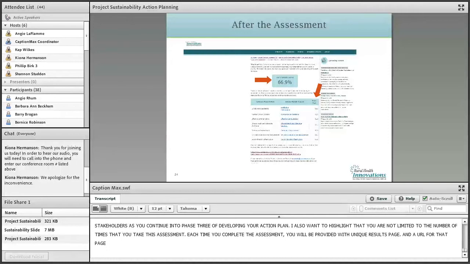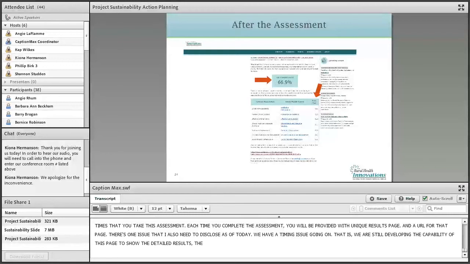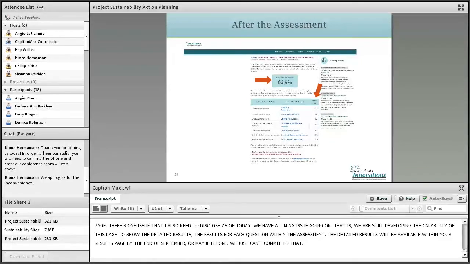So there's one issue that I also need to disclose. As of today, we have a timing issue going on. That is, we are still developing the capability of this page to show the detailed results, the results for each question within the assessment. The detailed results will be available within your results page by the end of September, or maybe before. We just can't commit to that. So by the end of September.